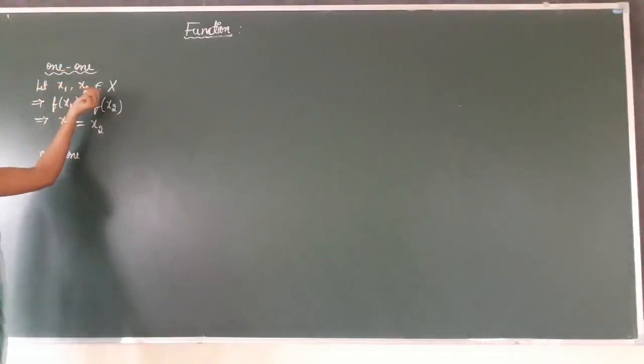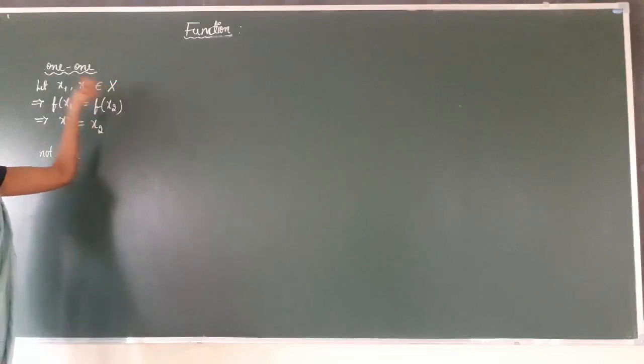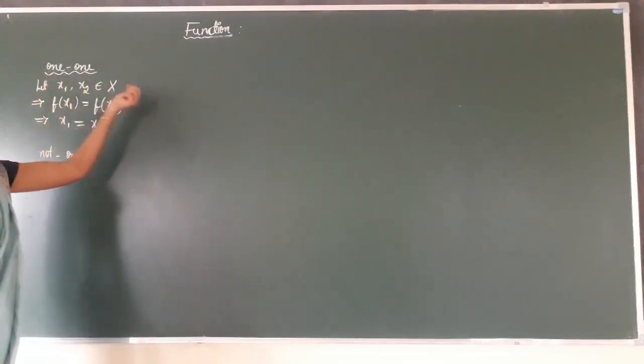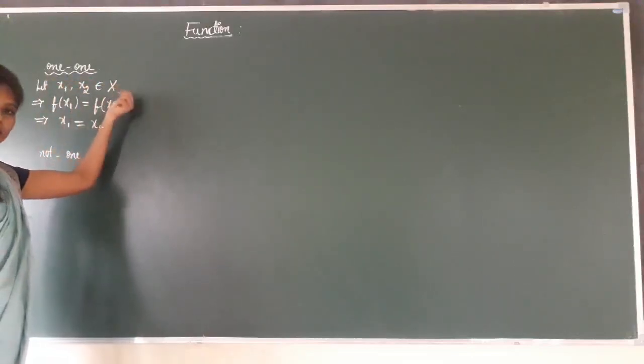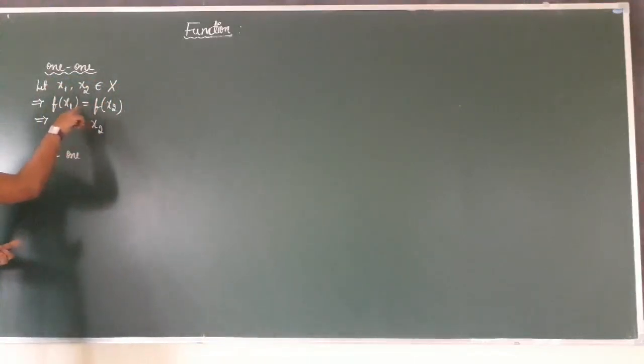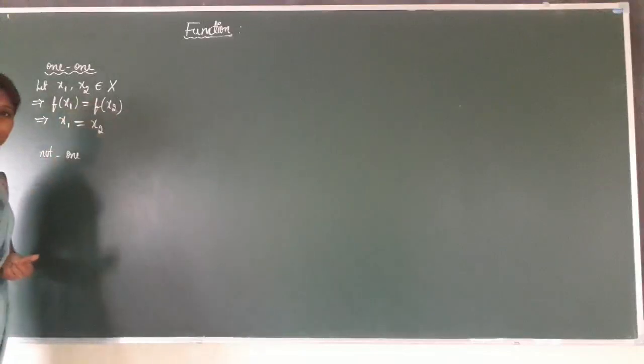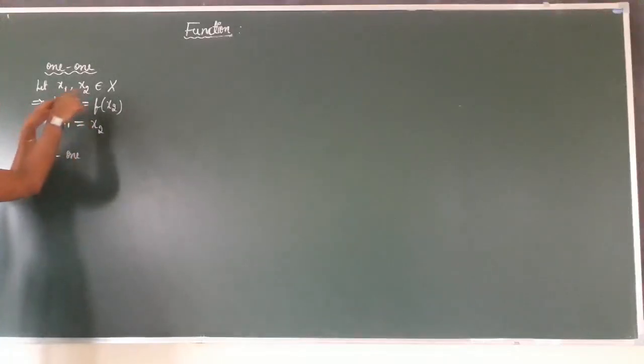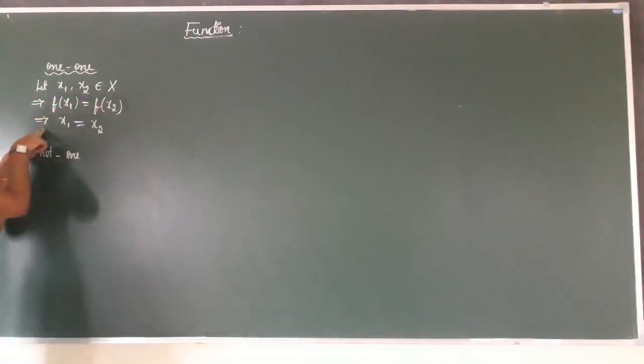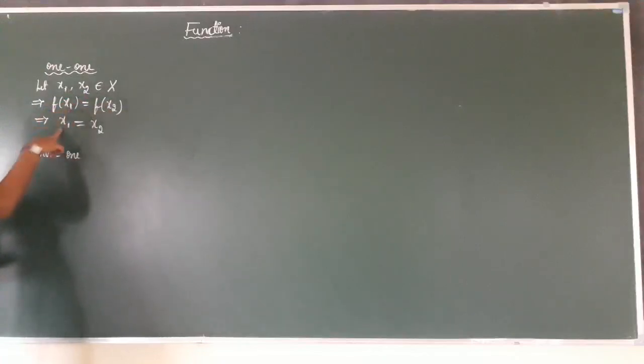Take two elements in the set X, that is x1 and x2 belonging to the set X. Okay, then what is one-one? Distinct elements having distinct images, that is, f of x1 is equal to f of x2 implies that x1 is equal to x2. Okay, this is a one-one function.